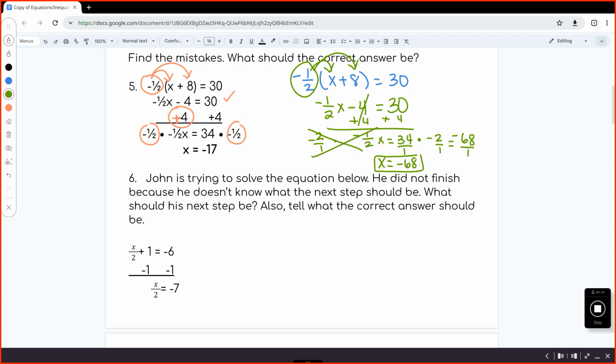All right, next we have John is trying to solve the equation below. He did not finish because he doesn't know what the next step should be. What should his next step be? Also tell what the correct answer should be.